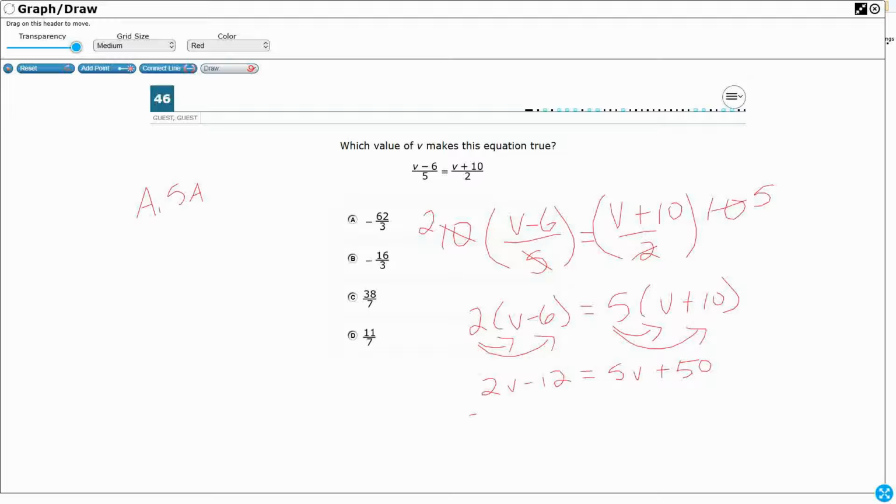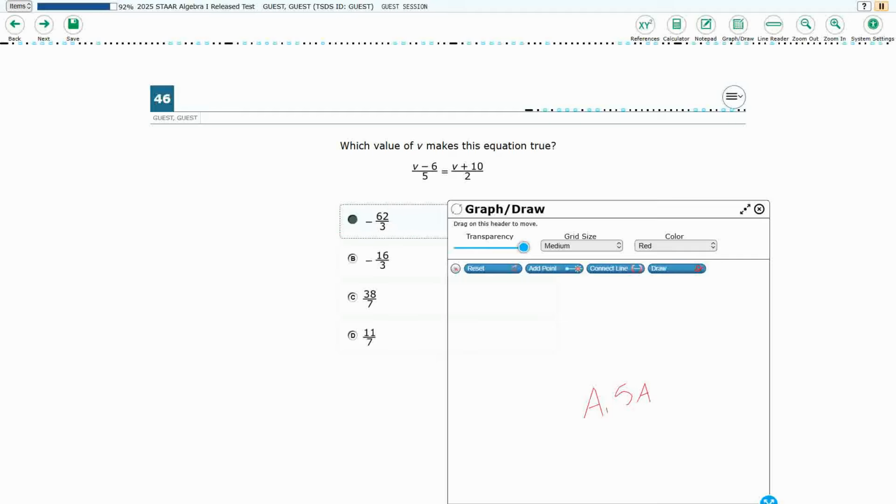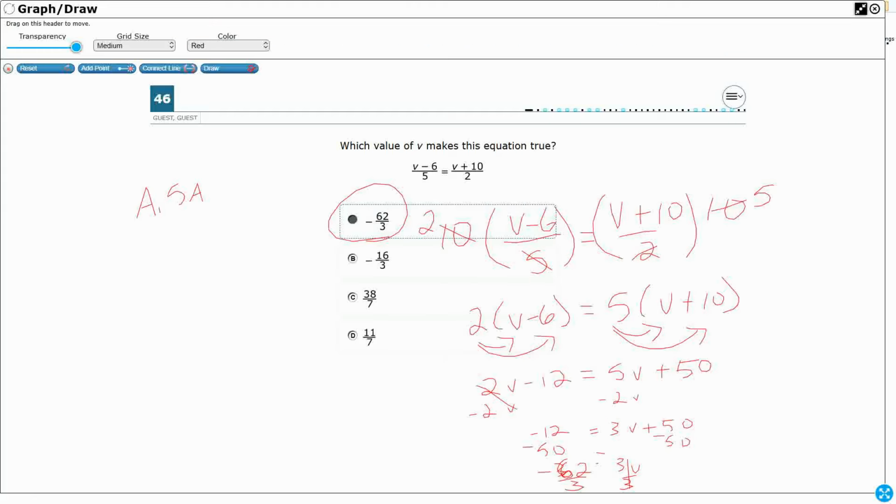Now, let's just solve for v. I'm going to subtract 2v from both sides. It's going to give me 3v and 50. Let's subtract 50 from both sides. Now we get this really janky 3v equals negative 62. Then divide both sides by 3, and this is what you're going to get. v equals negative 62 thirds. So they definitely wanted us to use the distributive property and not necessarily just to plug our numbers in.